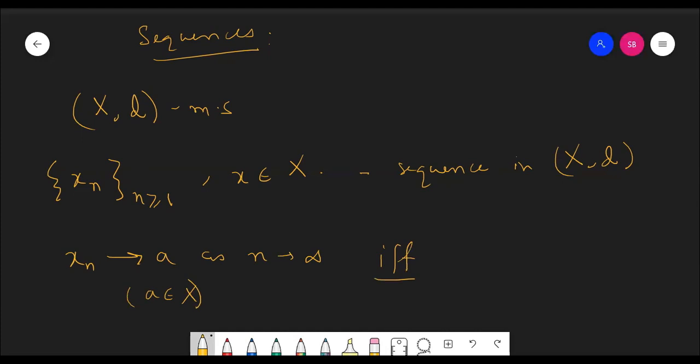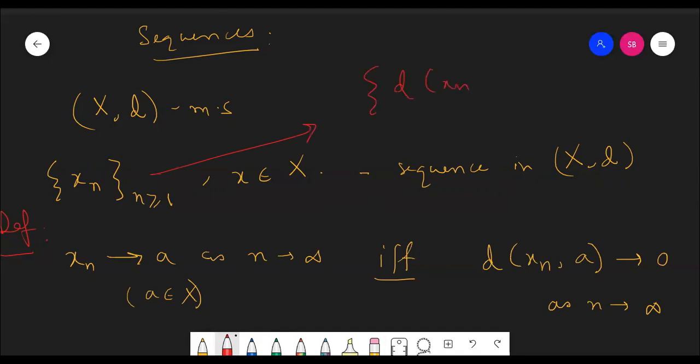So here goes the definition. If and only if the distance of xn comma a goes to 0 as n goes to infinity. Okay, so with a given sequence xn in capital X, we can generate a sequence d of xn comma a. Suppose xn is given and a is given: xn, a sequence in capital X, is given, and a, an element of X, is given.